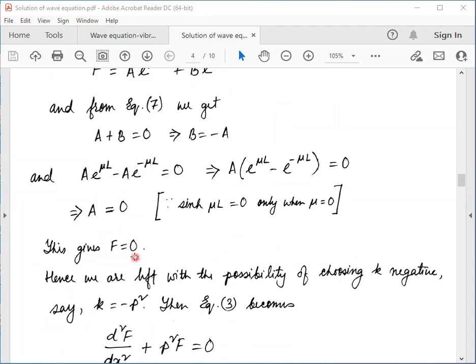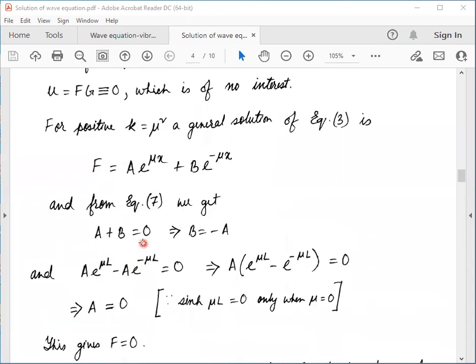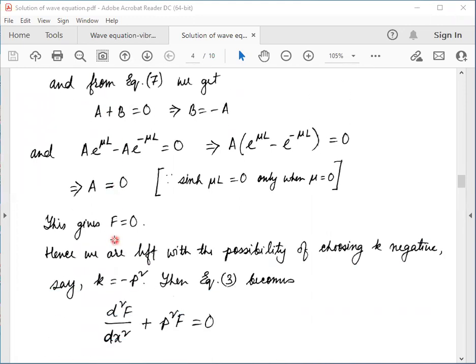So when you take k as a positive number, you still get the case where f is equal to 0. And when f is already 0, you get u equal to f times g, which will always be 0 for all values of x and all values of time. This means the string is not vibrating. The string is at rest. And this is also not the case which we are interested in. So k equal to 0, the string is at rest. K positive, the string is again at rest.